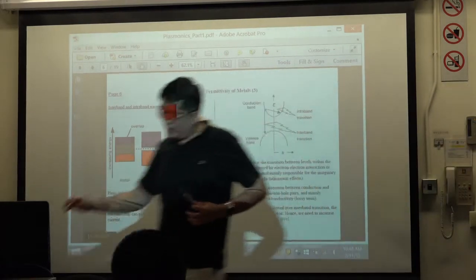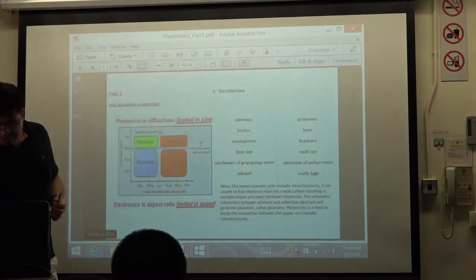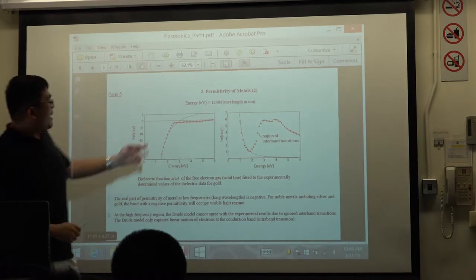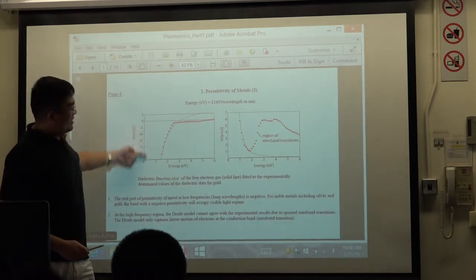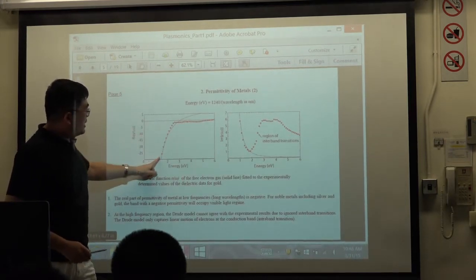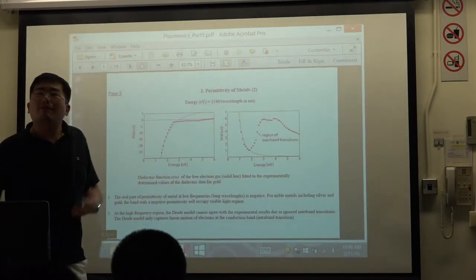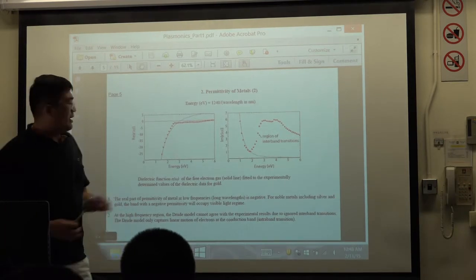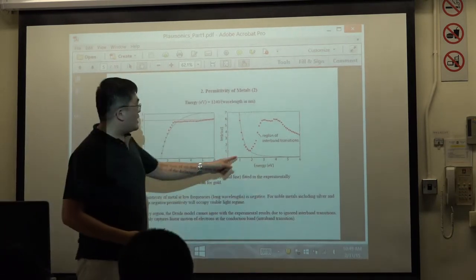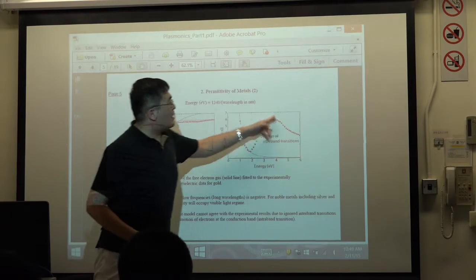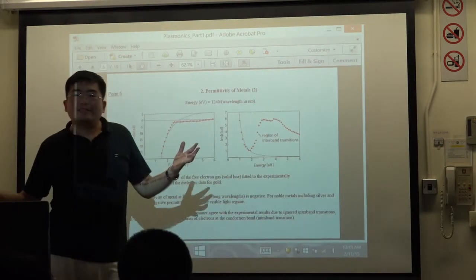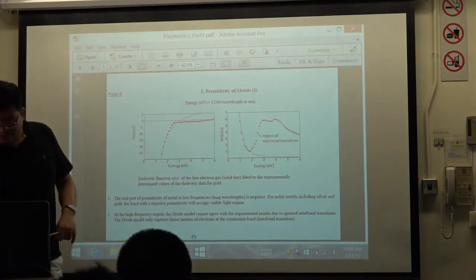Okay, so I go to the experimental result. You can see this part is very negative, right? It's a large negative value. It agrees very well. Why? Because this part is responsible for the plasmonic effect, because epsilon is negative. When I go to a higher frequency, you can see this is a lossy part. The lossy part has a very big deviation. So what's the meaning of the lossy part?